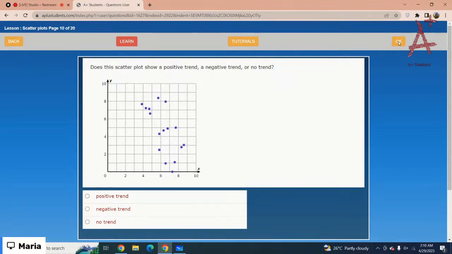Okay, which is the correct option? Does the scatter plot show a positive trend, a negative trend, or no trend? Which is the correct option? This one shows the negative trend. You can see all the points. Here you can see X is 8, Y is 0. Here you can see X is 4, Y has the maximum values 8, 9. But when X is around 8, it would be 0. X is around 9, so here the graph is, yes, that would be the negative trend.